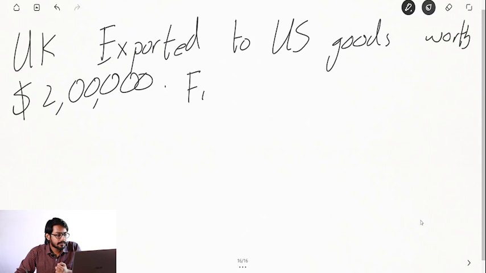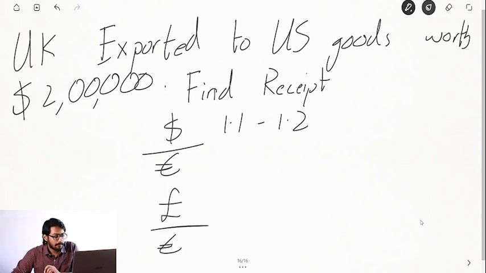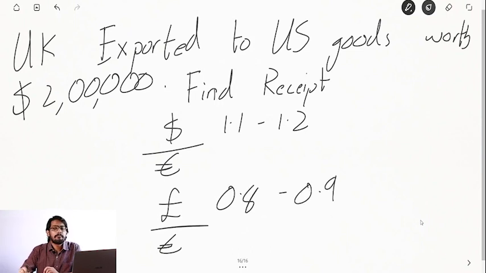Find receipt if the exchange rates are dollar by euro 1.1, 1.2, pound by euro 0.8, 0.9. Give the subheading cross rates.